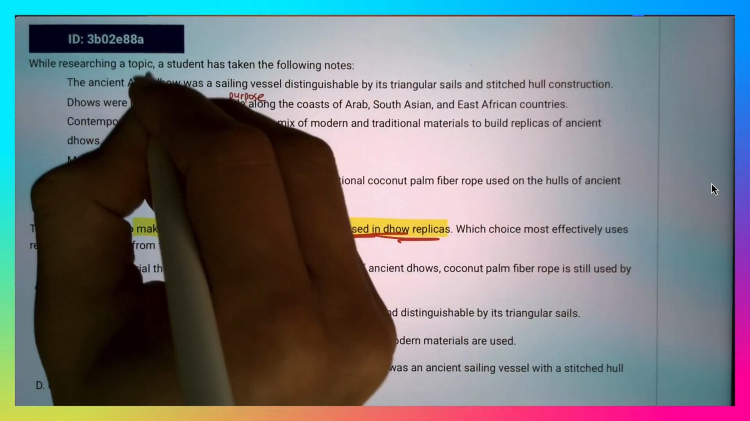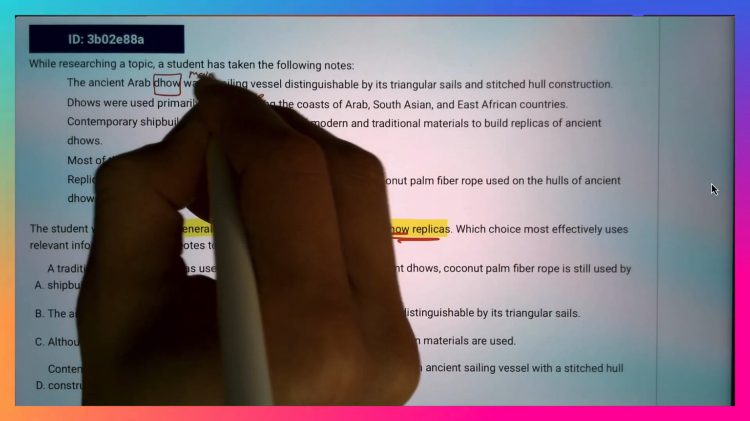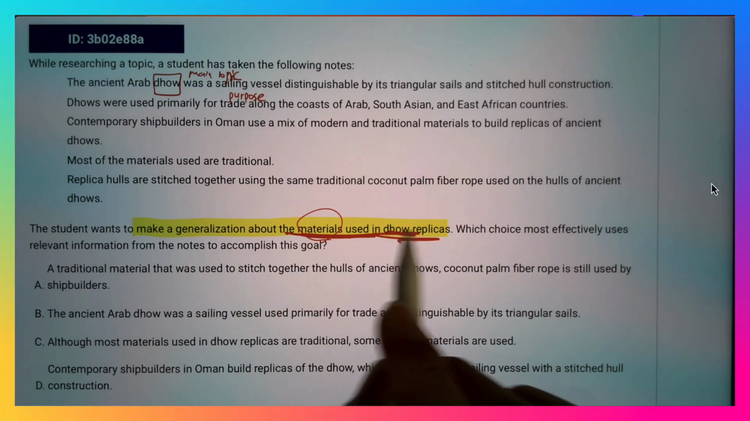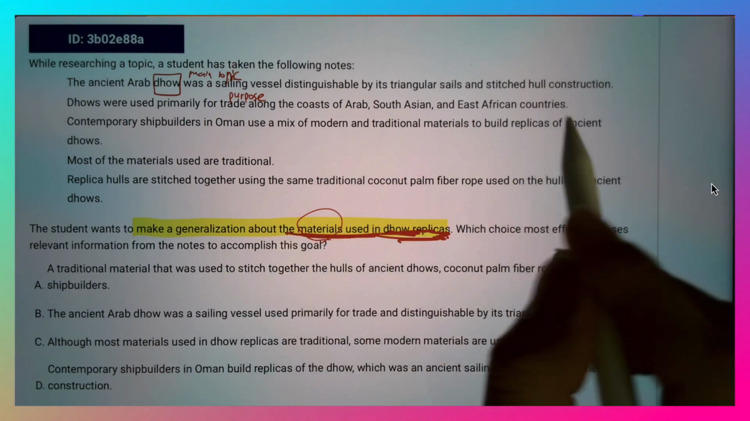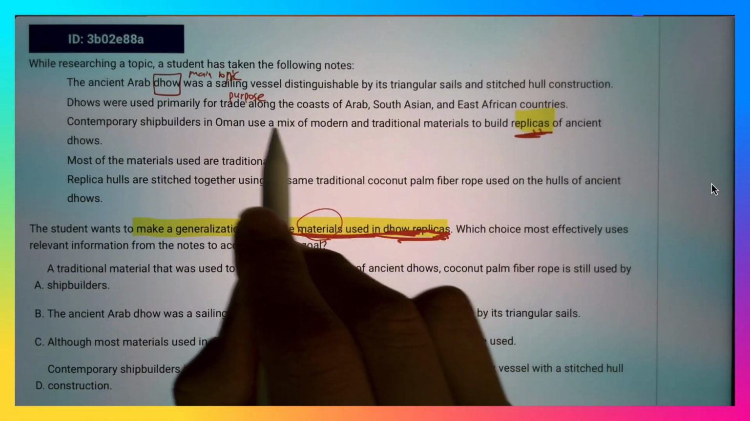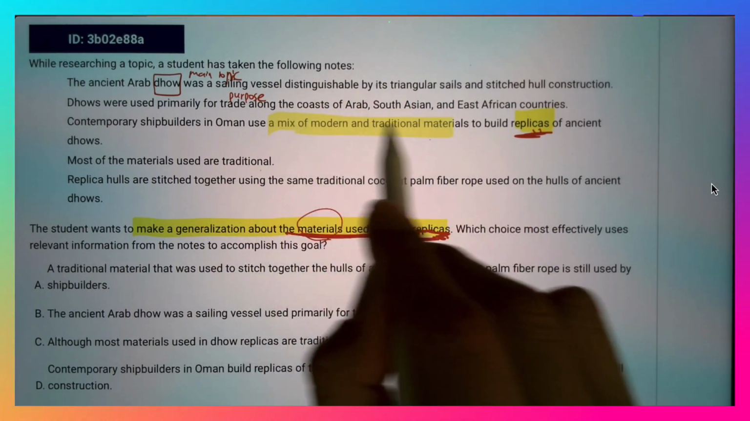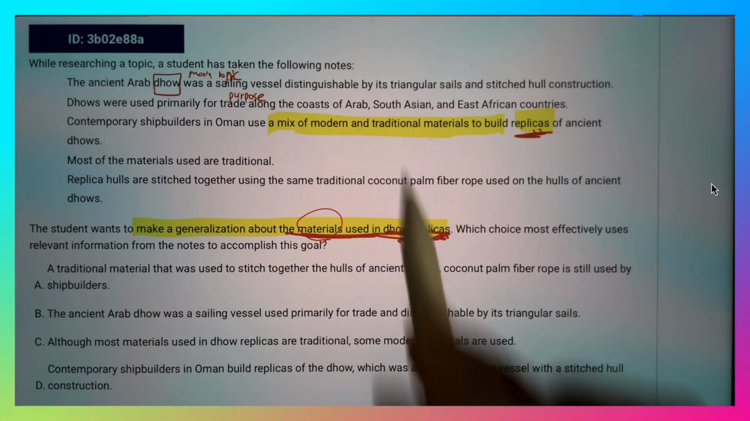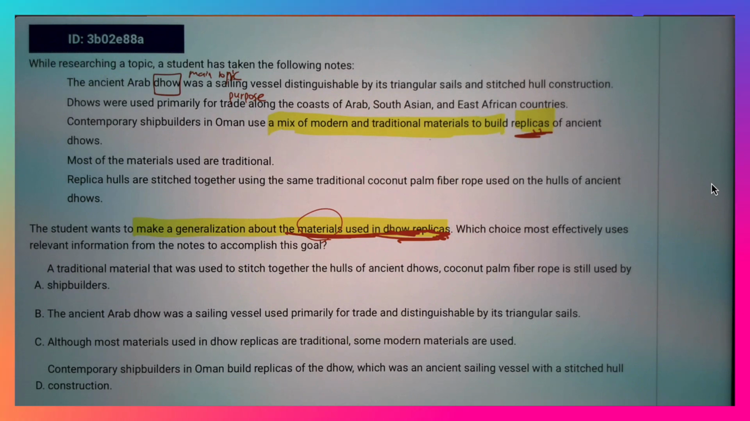And this is the main topic. Alright, so contemporary shipbuilders in Oman use a mix of modern and traditional material to build replicas of ancient dhows. So remember, replicas, the copies, not the original stuff. They talk about replicas, so it's good. And we can talk about the mix of modern and traditional materials. That's general enough, so we need to contain it in our answer choices.